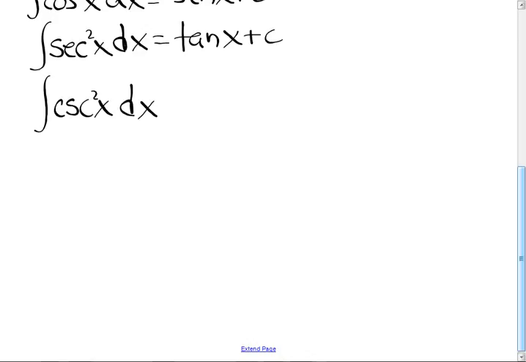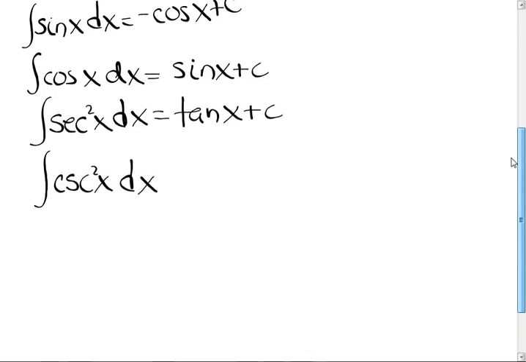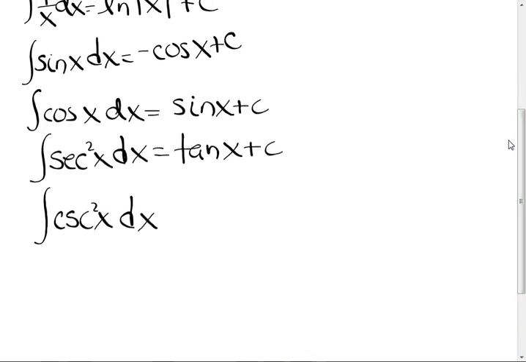Okay, guys? Okay, you don't need your calculators right now. What's the integral of cosecant squared? Derivative of what gives you that? If the derivative of tangent gives you secant squared, what is the derivative of what gives you cosecant squared? Okay, is it positive or negative? The derivative of the cofunctions are what? Negative.